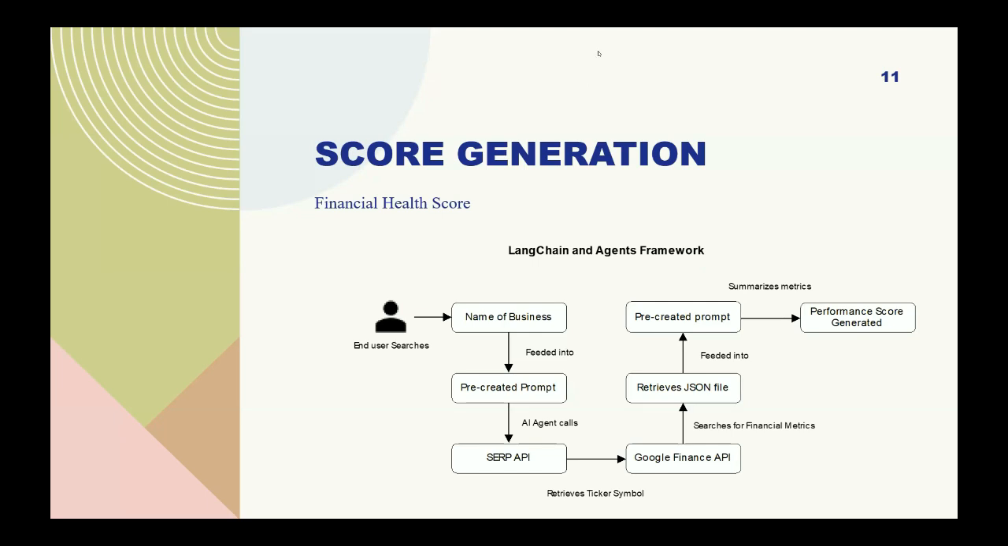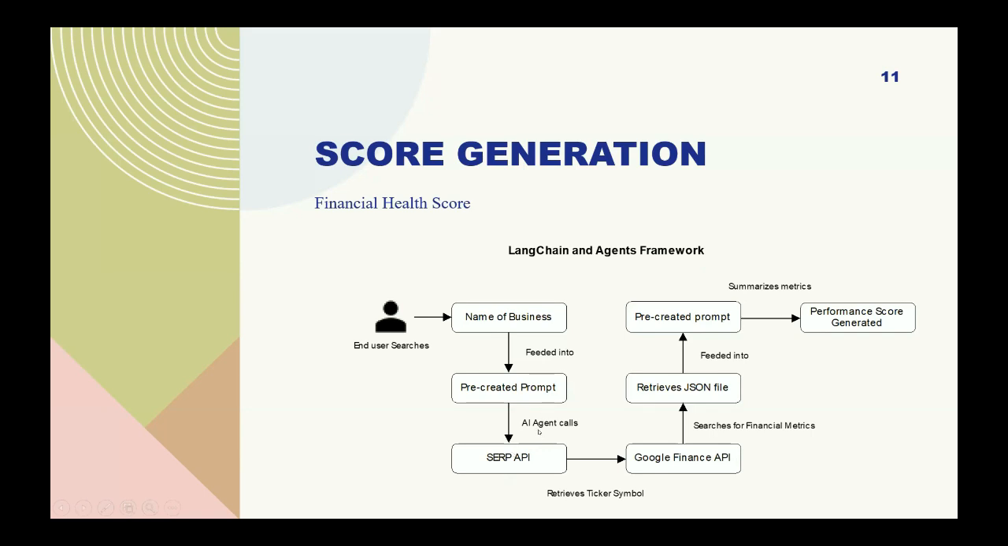the financial health score. So let's say the end user comes and searches the name of the business. This name of the business is fed into a pre-created prompt. That prompt is based on the name of the company, and the name is the placeholder which the end user puts into the search. It calls the agent to go to Google Finance and pull in the information about the financial health. And then when that data comes in, the AI agent will call SERP API.